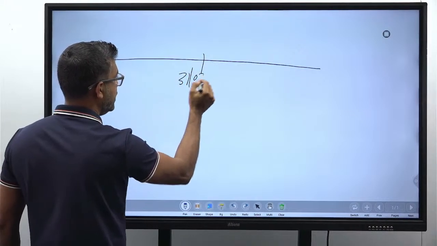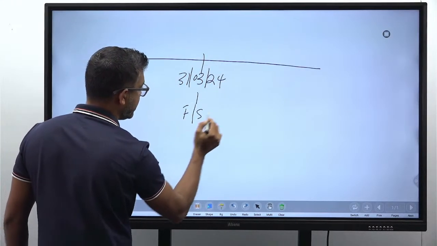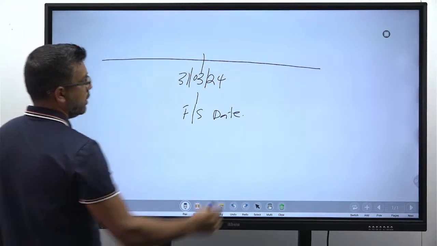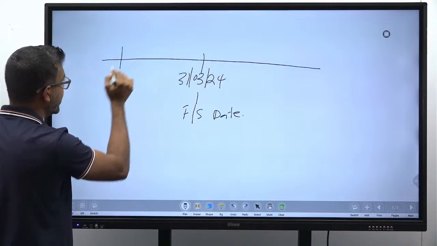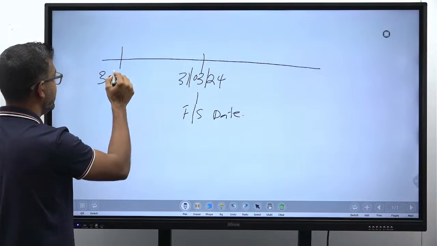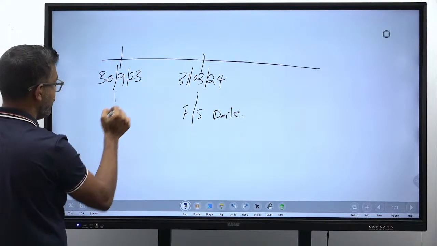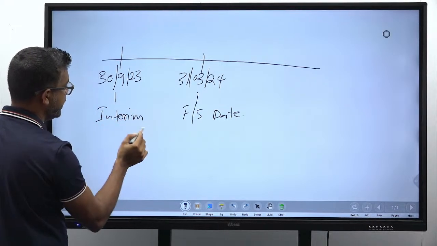31st March 2024, financial statement date. I'm explaining timing. Let's say you have performed an interim audit. Interim audit means after 6 months or maybe after 9 months. Let's say 30th September 2023, you have done the interim audit.